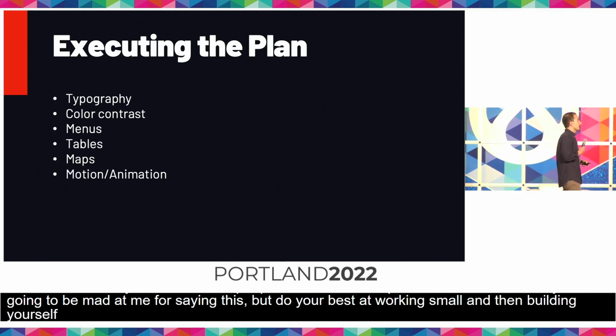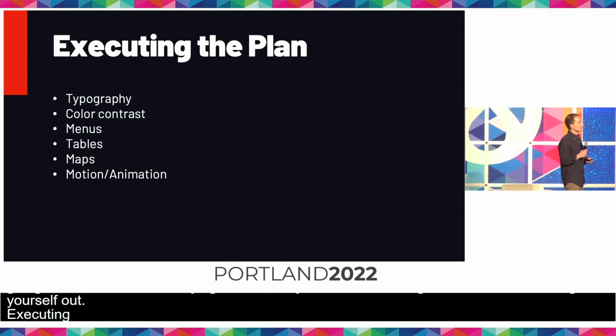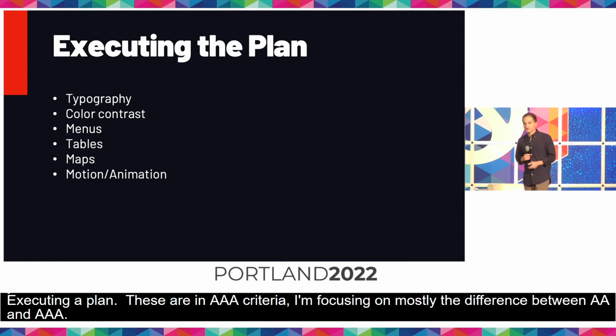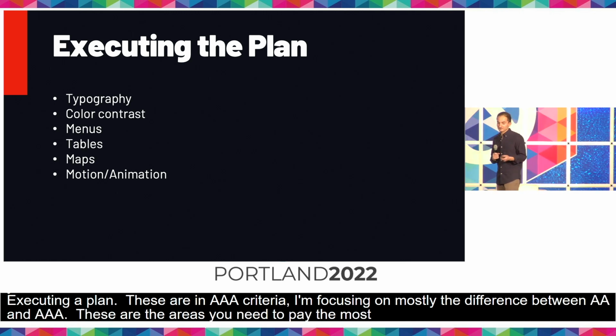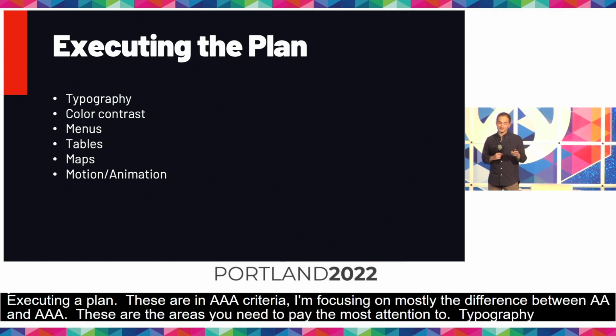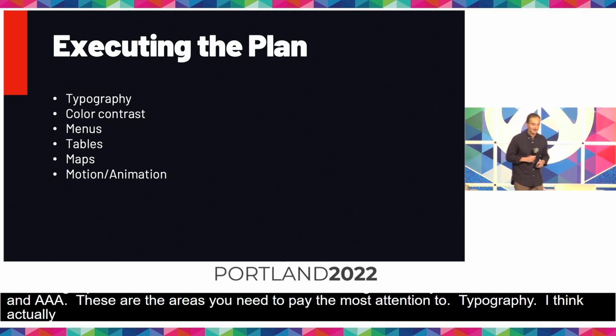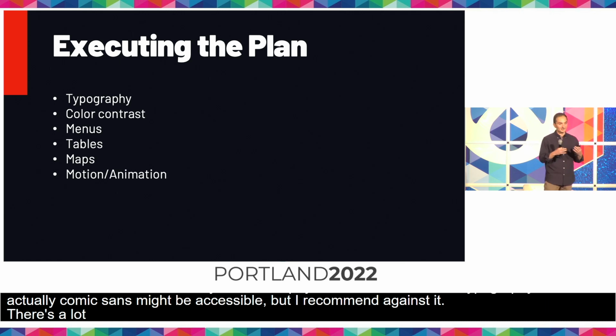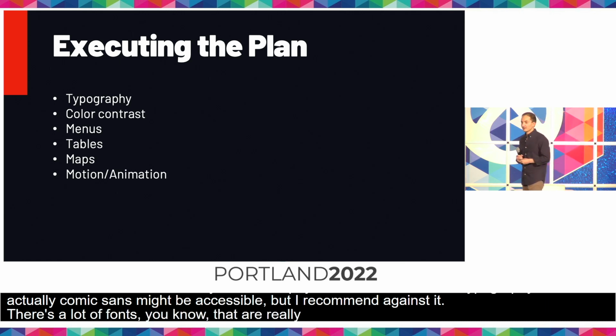And executing the plan, these are in AAA criteria. Again, I'm focusing mostly on what's different between AA and AAA. These are the areas you need to pay the most attention to. Typography. I think actually Comic Sans might be accessible, but I'd recommend against it. But there are a lot of fonts that are really bold, that are really tight together, that are inaccessible.